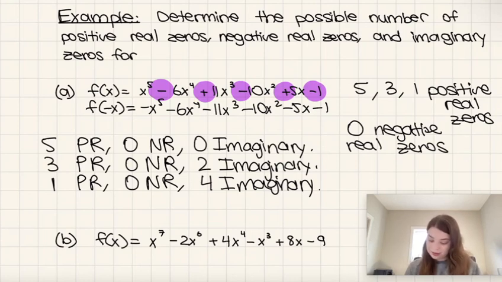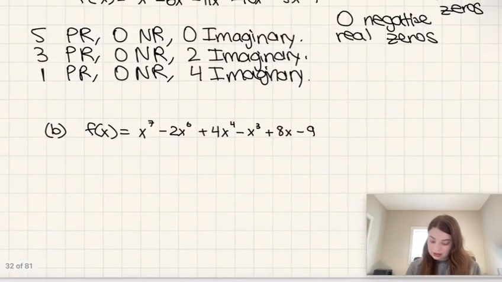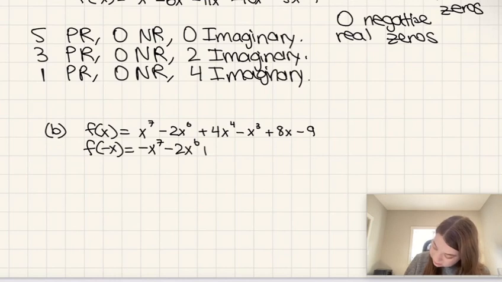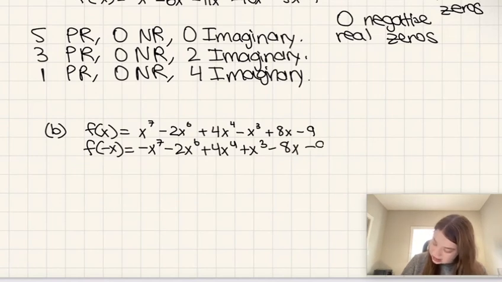Let's do one more example like this with b. So first thing I'm going to do here again is find f of negative x. So f of negative x is going to give us negative x to the 7 minus 2x to the 6 plus 4x to the 4 plus x cubed minus 8x minus 9, like that. And now I need to count and figure out how many sign changes there are here.